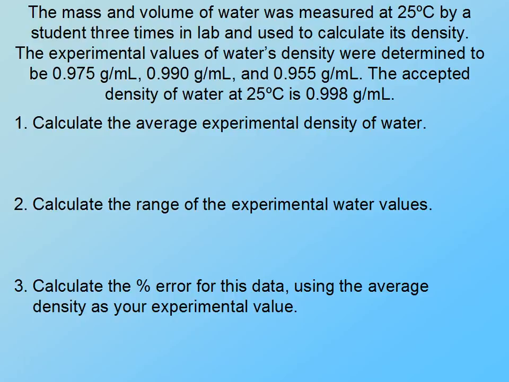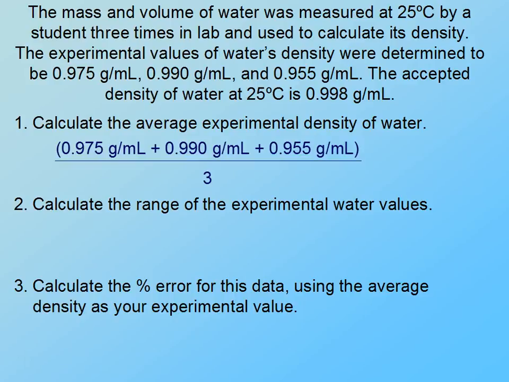So here we are using the mass and the volume of water that was measured in lab 3 times, and we're going to calculate the density of it. You're given the experimental values that were calculated and what the true value of water is at 25 degrees, 0.998 grams per mil. So the first thing we're going to do is calculate an average. Average, we just sum up the 3 experimental values and divide by 3. However, that 3 is an exact value, so it does not have sig figs.